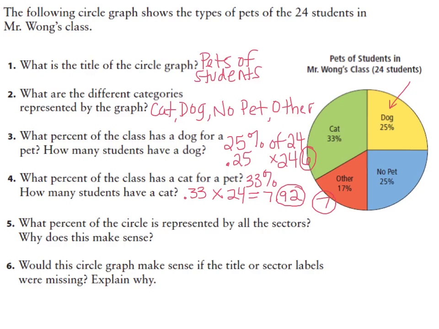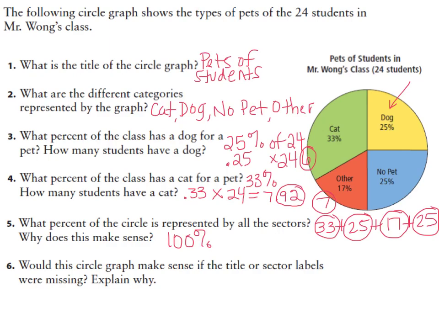The next question, what percent of the circle is represented by all of the sectors? So if we add all of the sectors together, what do we get? 25 and 25, that makes 50. And 17 and 33, that also makes 50. So that would be 100%. Why does this make sense? Well, because the total amount of a percent has to be 100.